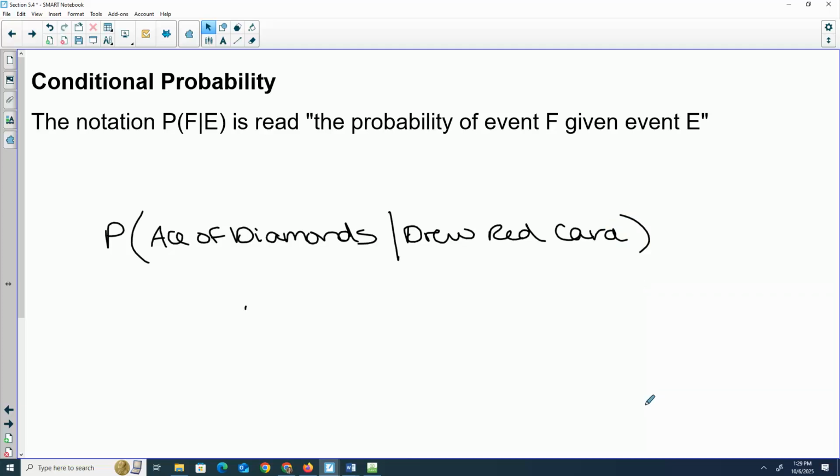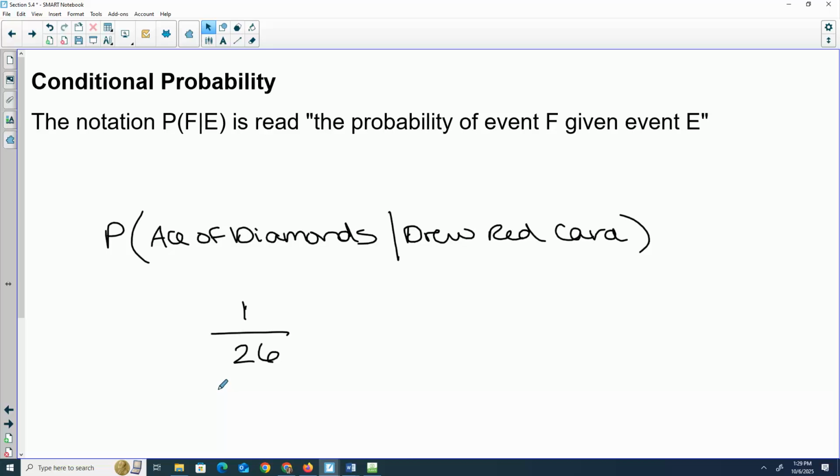Okay, this is different than just the probability of drawing an ace of diamonds out of a deck of cards. What would be the normal probability of drawing an ace of diamonds? 1 out of 52. But I have changed it. I've told you I already drew a red card. Now there's still only one ace of diamonds, but if you already knew I drew a red card, how many cards are there that I could have possibly drawn? 26. So instead of being 1 out of 52, it's 1 out of 26 because I already know that my card is red.